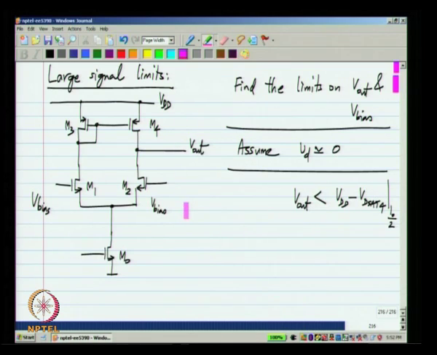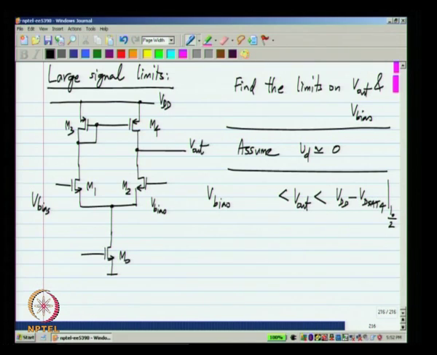Now, on the other hand, what happens if V out starts decreasing? As V out decreases, you can see that the gate of M2 is at this voltage V bias. So, as V out reduces, M2 will go further and further into the triode region. The output voltage V out can go below V bias, but not by more than 1 Vt. So, I call this Vt1, which is the threshold voltage of the NMOS transistor, and Vt2 of course is the same as Vt1. So, these are the limits on V out.